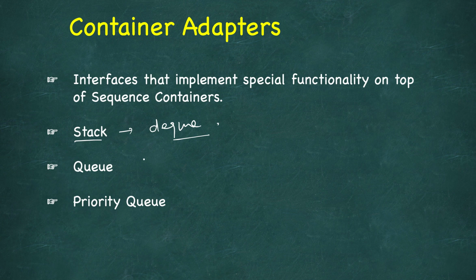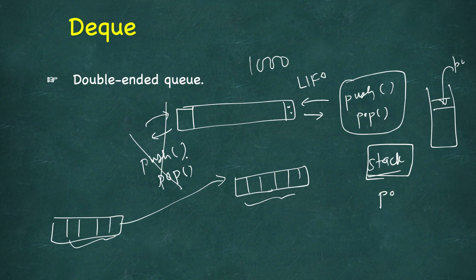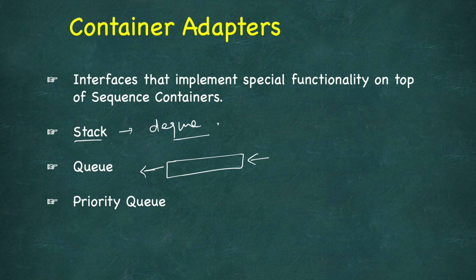Then we have a queue. Again, in a queue, what is the difference? You insert at one end and remove from the other end. So again, you can use a deque. It supports all these four operations. So just use push at one end and pop at the other end. So this can act like a queue. So again, deque is a natural choice, but you can use vector and lists also.